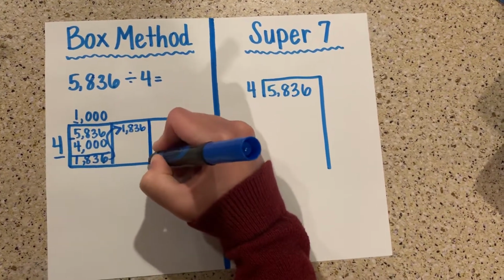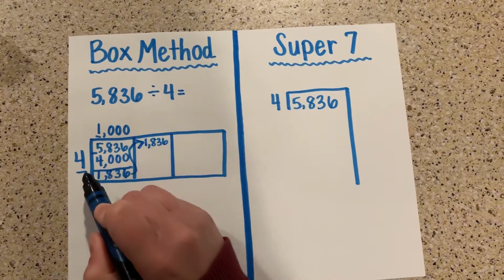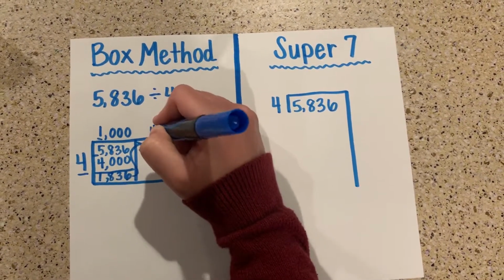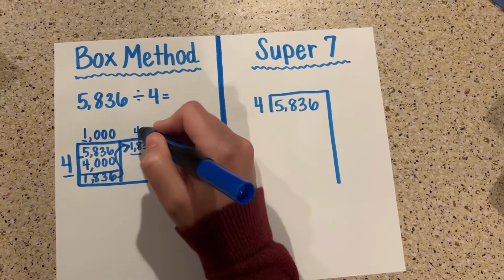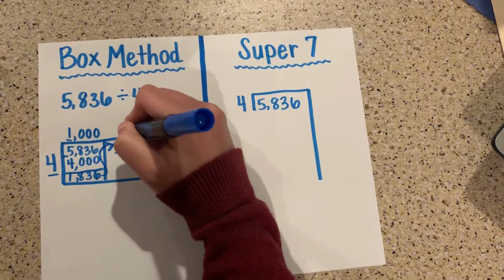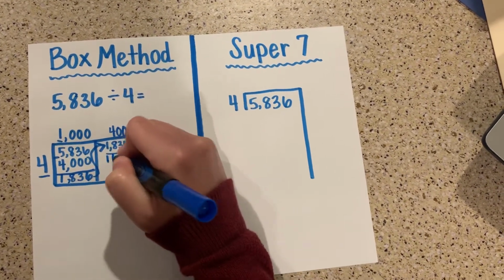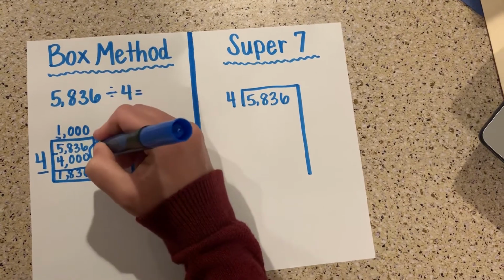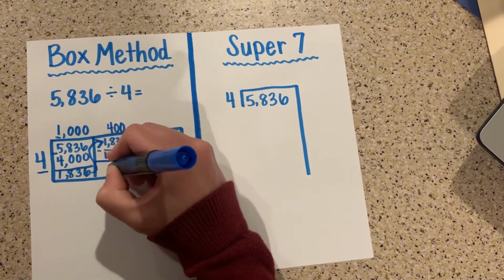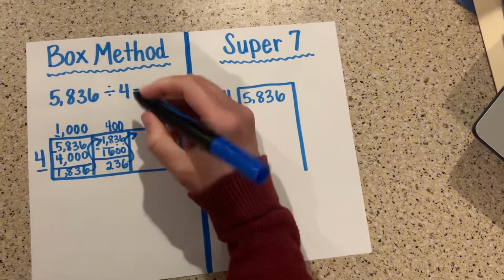1,836. Make another box. And I'm going to say, okay, 4 doesn't go into 1, but it goes into 18 4 times, roughly. But we have these 2 place values here, so let's add our 0. So 4 times 4 is 16, plus our 2 zeros there. We're going to subtract. We end up with 236. Zoop that right up.